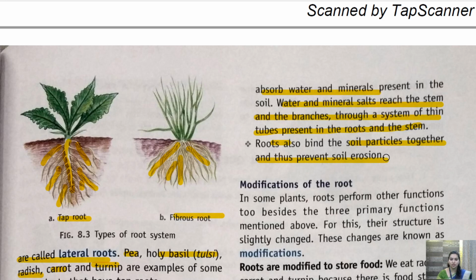What is soil erosion? Yes, have you ever heard of this term called soil erosion? Yes, definitely you must have heard it. So what is soil erosion?